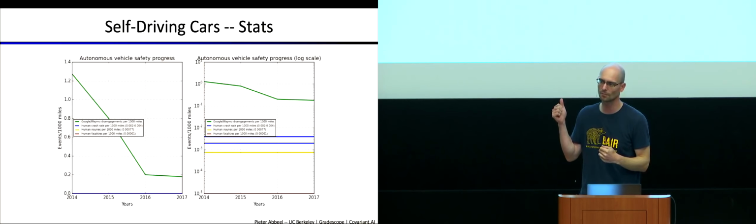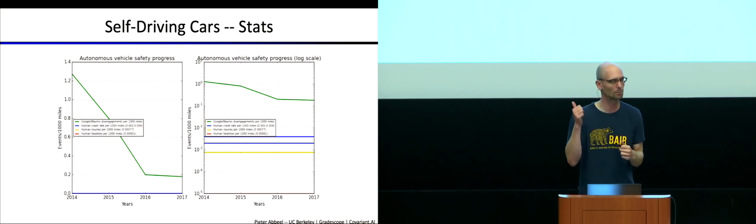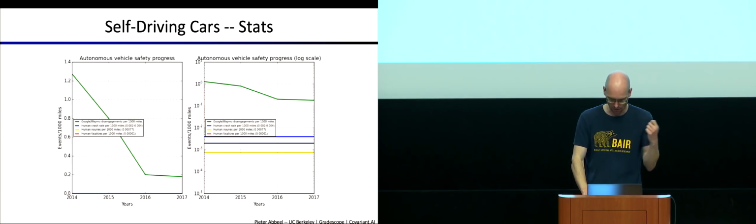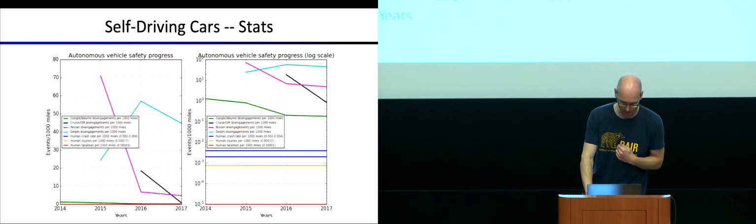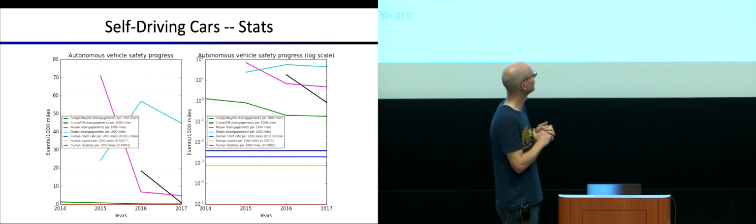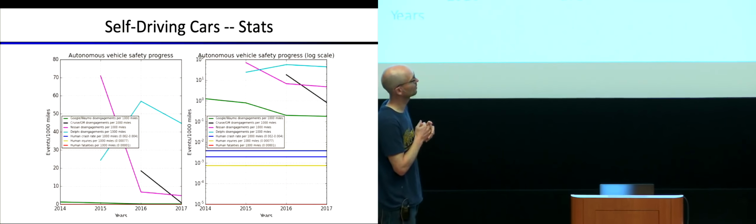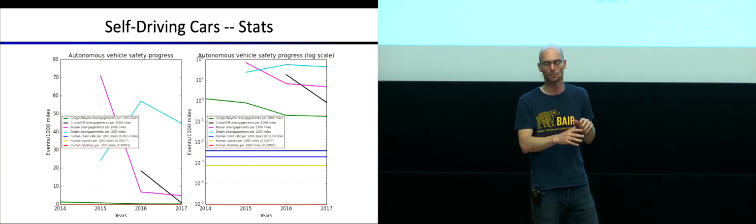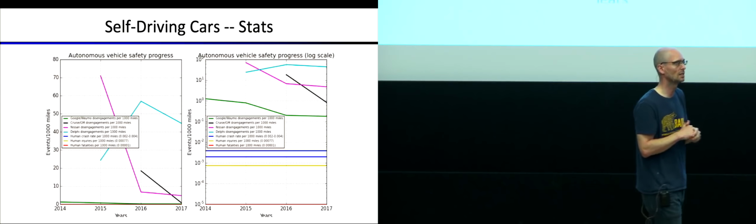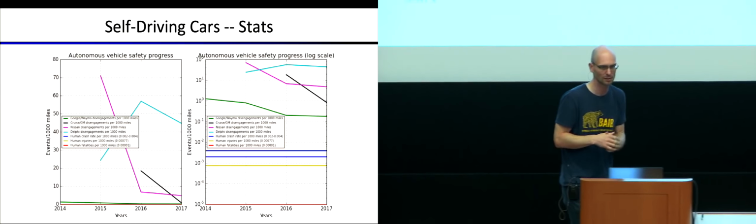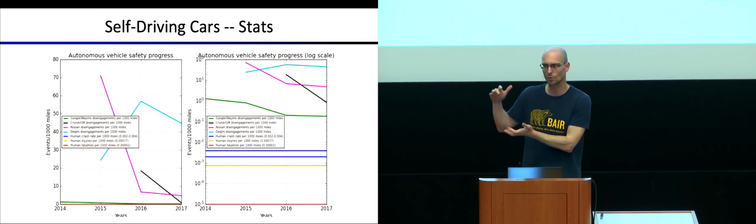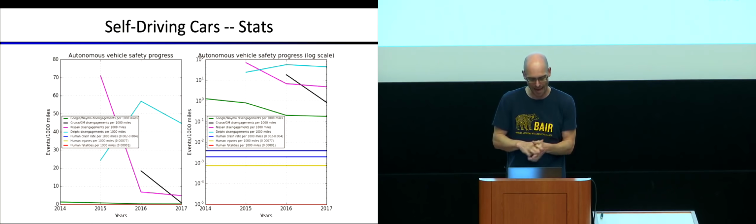Where does this data come from? If you test in California, you have to report this data to the DMV. Google's not the only one doing this. Early on, they were the only ones as far as I know, but there are more companies now, and you can look at them on these plots and see which companies are how far along in terms of how many disengagements they need per 1,000 miles driven. Still, so far, quite removed from human accident rate levels.